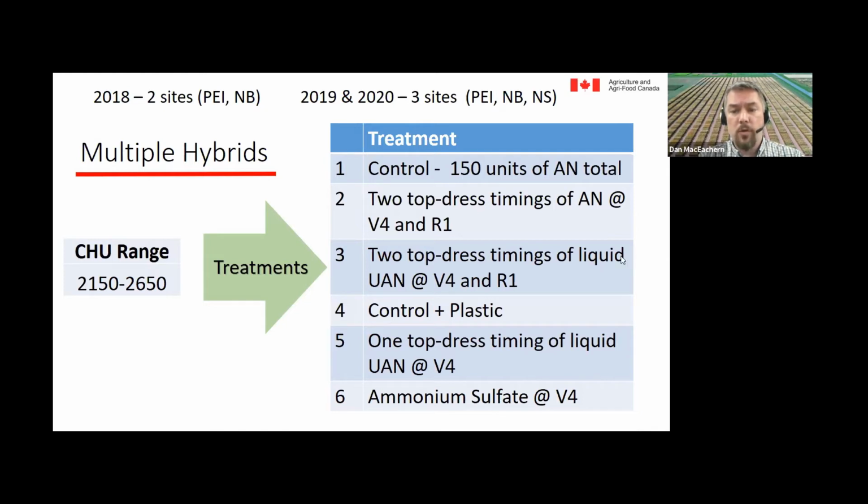Then we had our control treatment plus a plastic row covering. Then we also had 1 top dress timing of the liquid UAN product applied at V4. And then we also tried out ammonium sulfate at V4. Now for all of these treatments, 50 units of N, of ammonium nitrate, would have gone down at seeding, and then the remainder, the 100 units, went down in the forms discussed here.